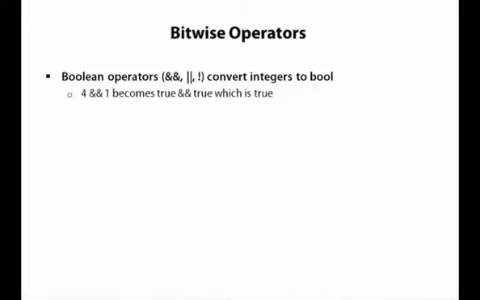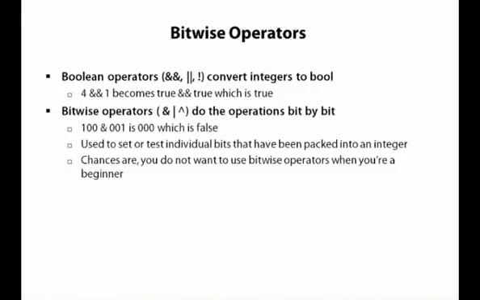Bitwise operators take the individual numbers, line them up as binary numbers, a series of 0s and 1s, and then AND or, in the case of the NOT operator, negate, flip the bit, bit by bit. So 4 in binary is 100. 1 in binary is 001. 100 bitwise ANDed with 001.